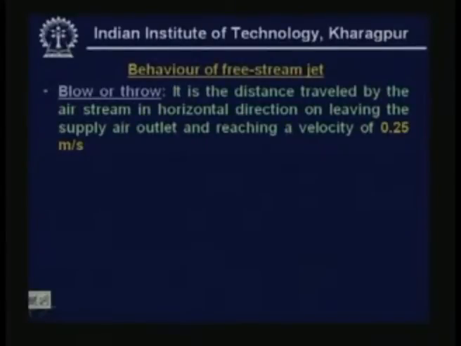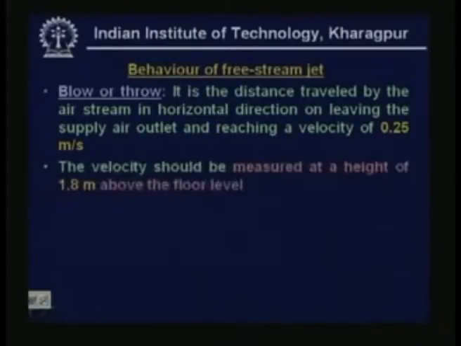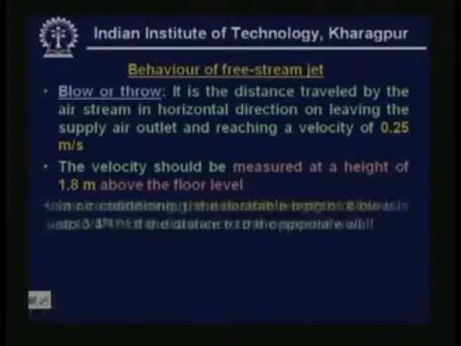So this is the horizontal distance, as you can see from the definition, travelled by the air stream. Okay, and at a point where its velocity reaches 0.25 meter per second. The velocity should be measured at a height of 1.8 meter above the floor level, that means just at the upper boundary of your occupied zone. In air conditioning, the desirable length of blow is up to 3/4 of the distance to the opposite wall. This is as far as blow or throw is concerned.